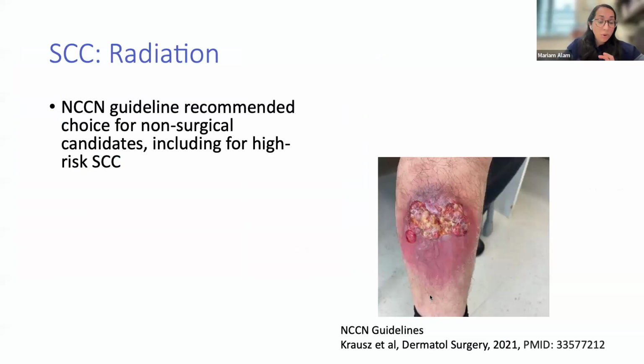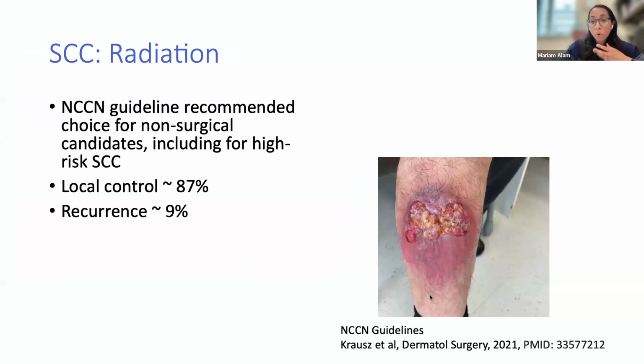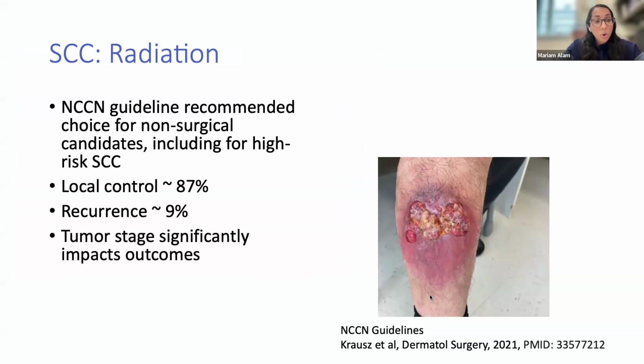Radiation is a great tool for a squamous cell for non-surgical candidates. In particular, when I think about patients who have bigger tumors, I think this is a really great option. This is the patient I had who had radiation and that tumor basically just disappeared. It has a local control rate of almost 90%, and recurrence is higher than it is for surgery, but around 10%. For patients who have a huge squamous cell who is going to involve a really big surgery, this is an excellent option and is NCCN guideline recommended.